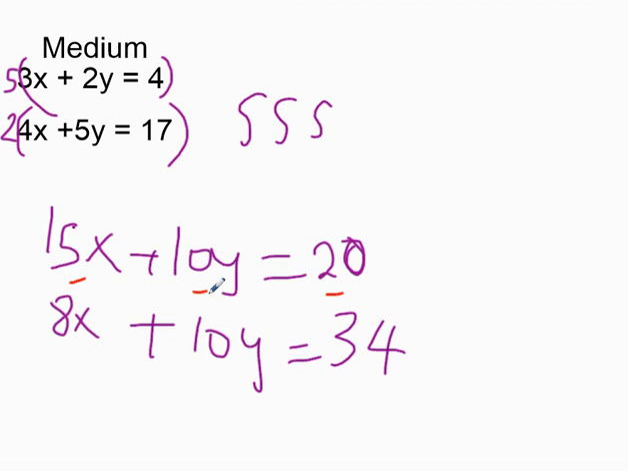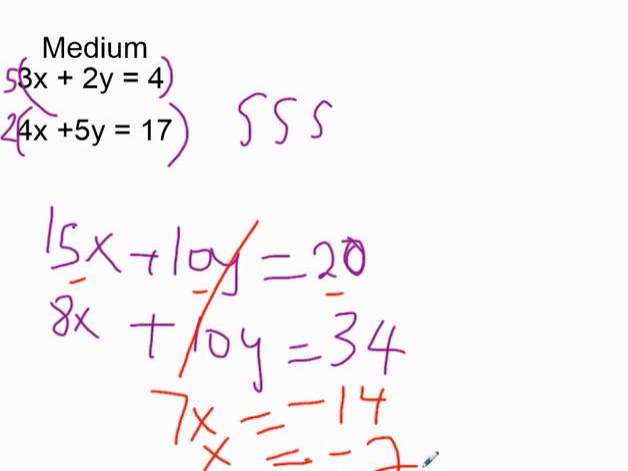So if we do 10y take away positive 10y, it's the same thing as 10y minus 10y, which is 0. So that's now off. Now, 15x take away 8x is 7x, and 20 take away 34 is negative 14. Now, our x becomes, we divide both sides by 7 and you get negative 2. So that's our x. Now we're going to substitute the value of x into any of these original equations. So let's take the top one, for example.